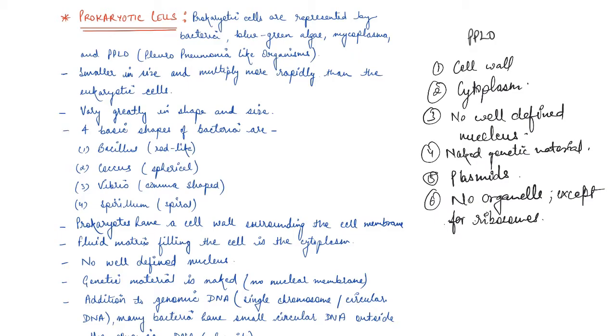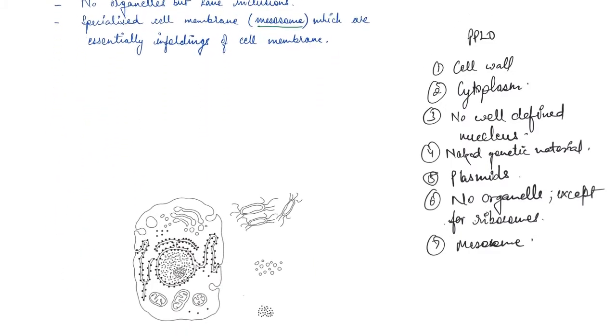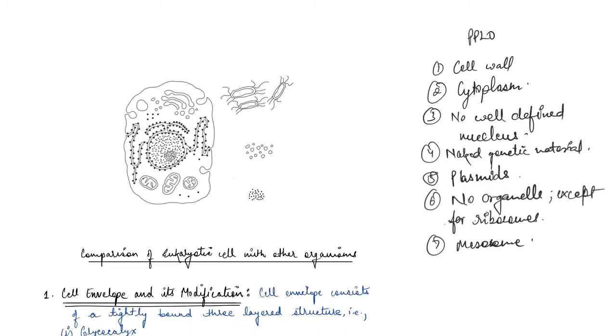Now, prokaryotes also have something unique in the form of inclusions. They have a specialized differentiated form of cell membrane which is known as mesosome. So mesosome is a characteristic of prokaryotes, right? And these are basically nothing but infoldings of the cell membrane, right? So these are the general characteristics of prokaryotic cells.